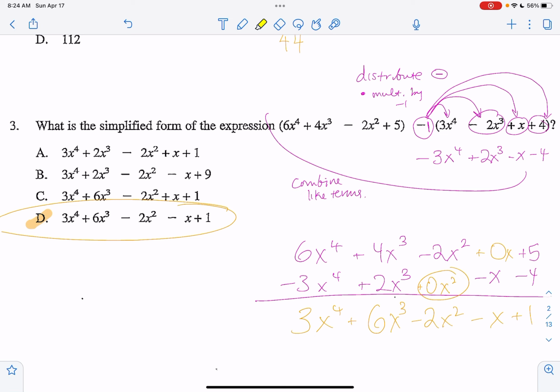So here you have to distribute the minus sign, multiply by negative 1, including the signs, and then you have to combine like terms. Just be careful, there are some placeholders here that you can write in if you don't have any like terms. So this negative 2x squared, for example, just ends up here.